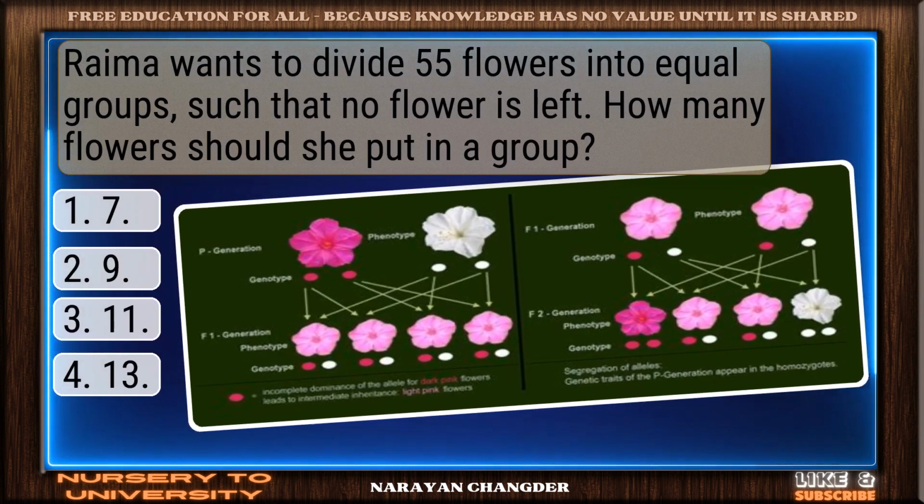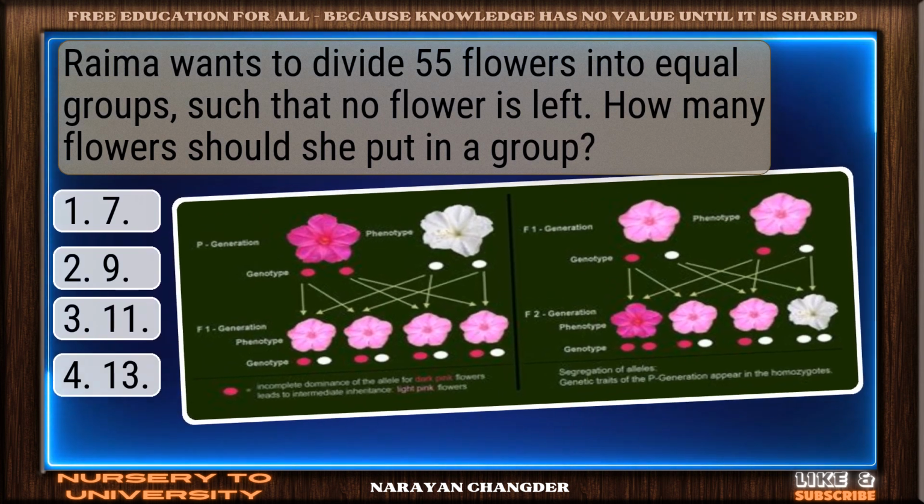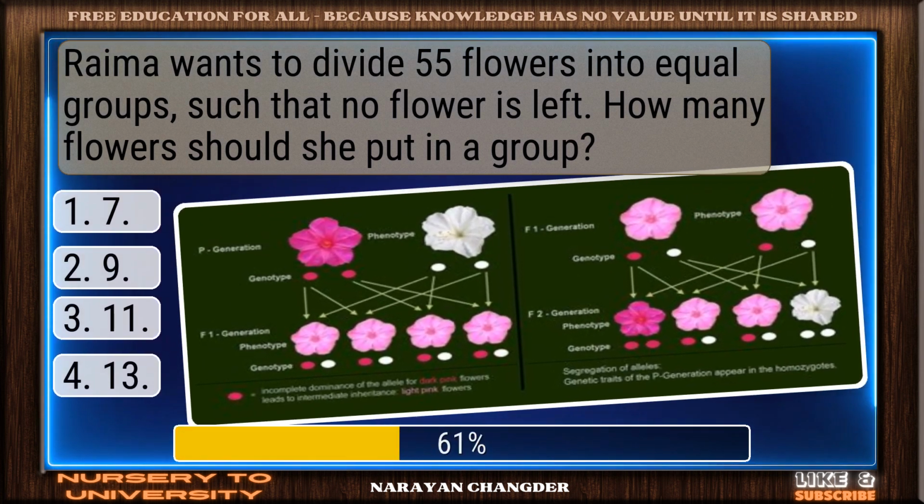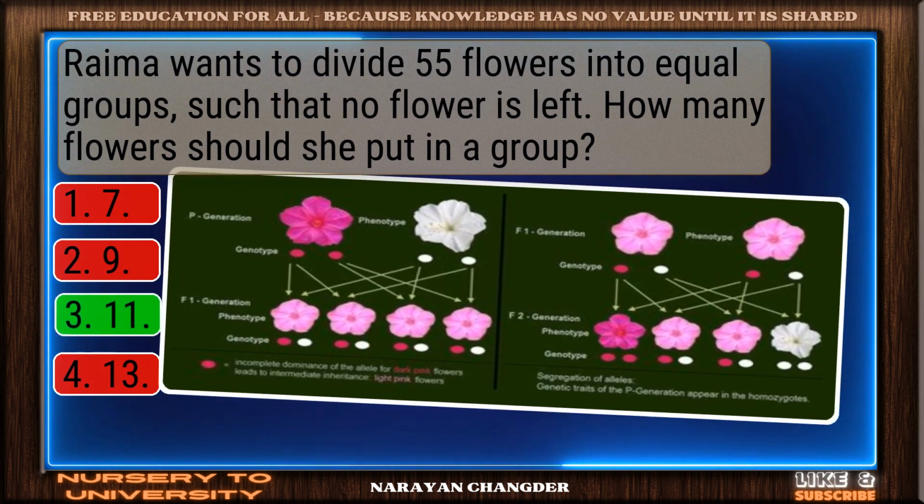Raima wants to divide 55 flowers into equal groups, such that no flower is left. How many flowers should she put in a group? Great thinking. 11 is the right choice.